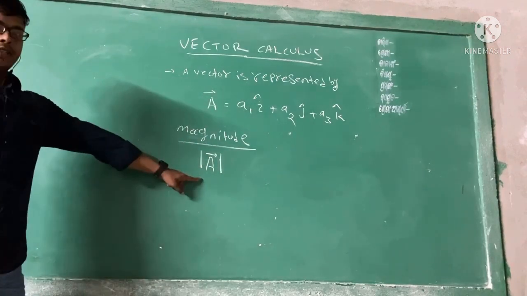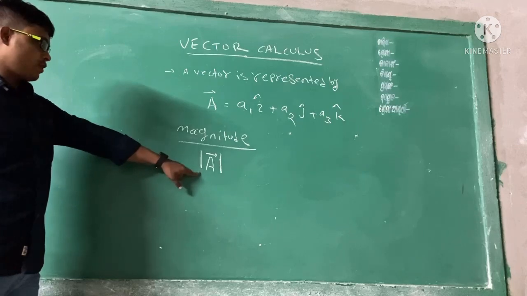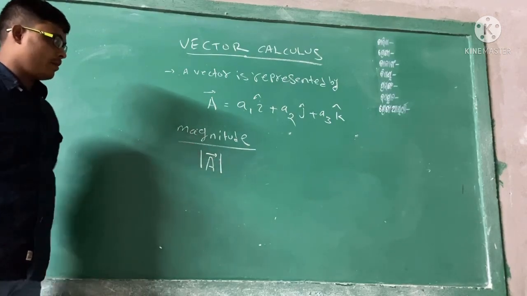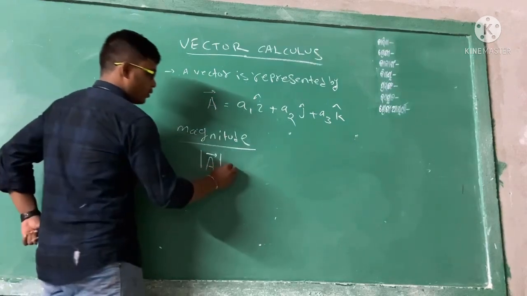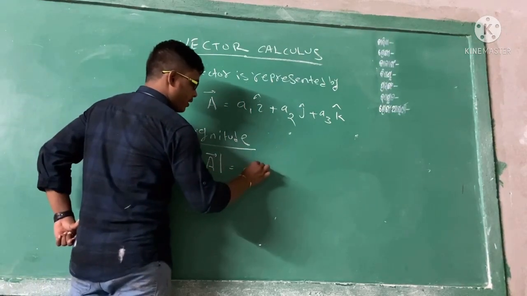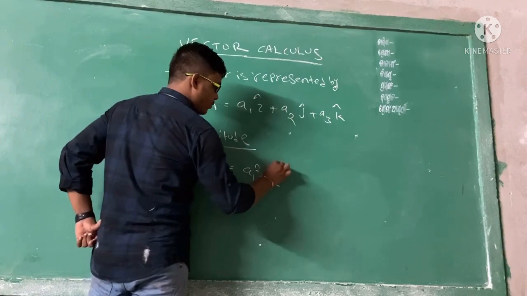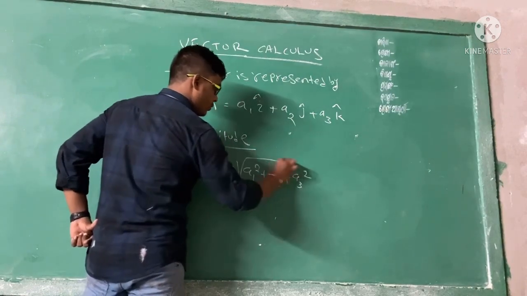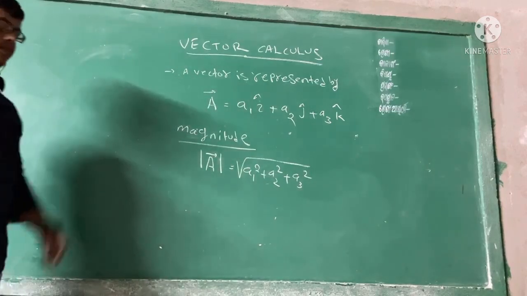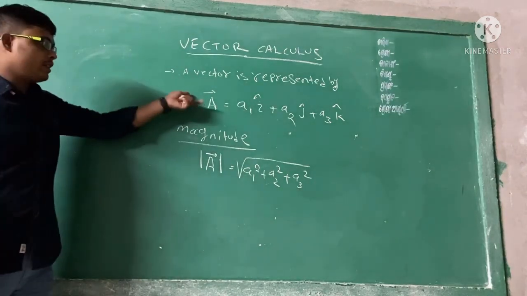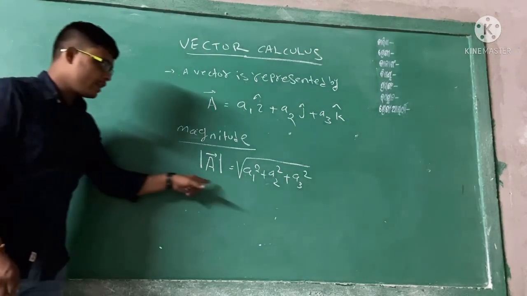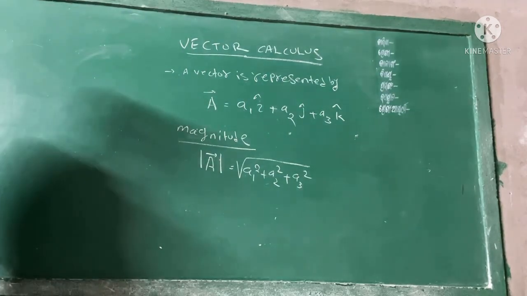So what is the magnitude of vector A? Remember this formula and the notation: two bracket-like, actually not brackets, two upward straight lines around A, and it denotes the magnitude. So one new symbol has come here, that is the magnitude of vector A. So what is the formula? a1 square plus a2 square plus a3 square, then the whole square root. So this is the magnitude.